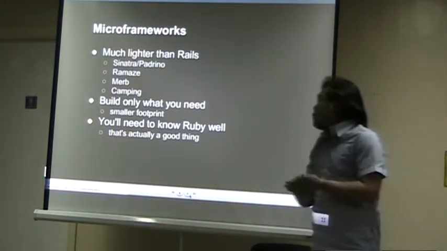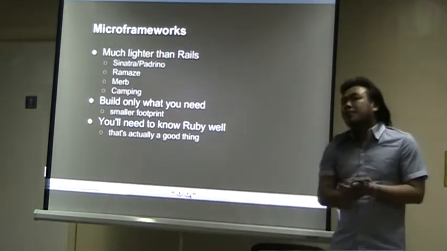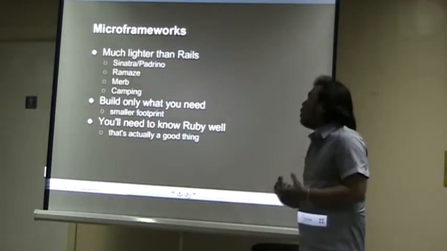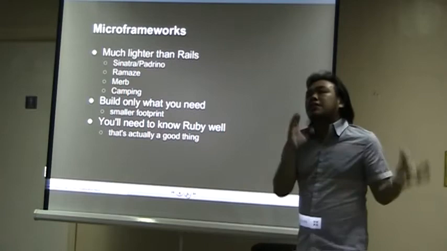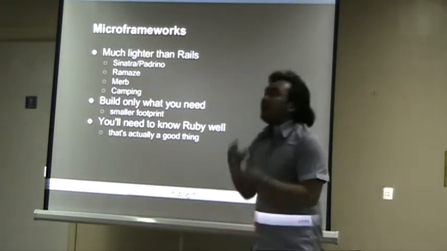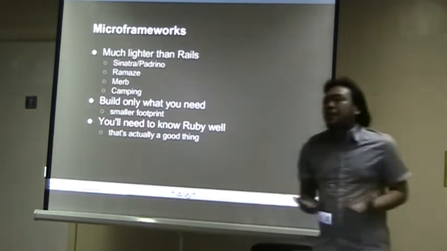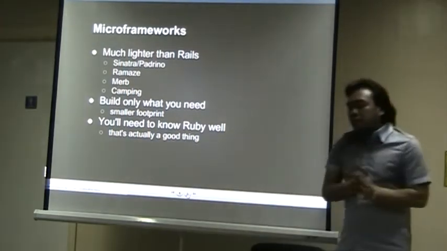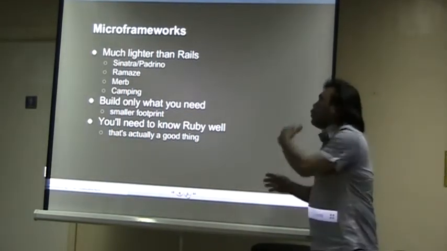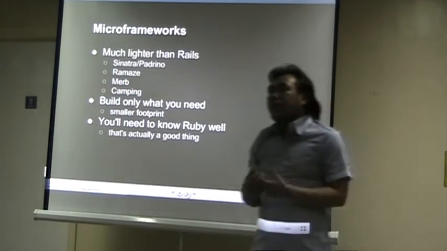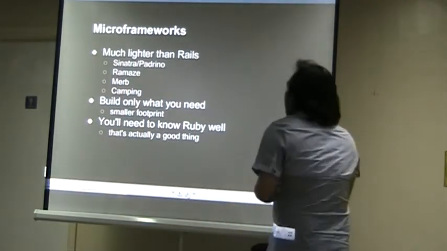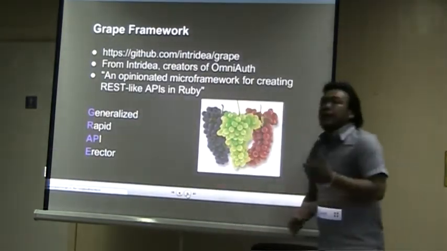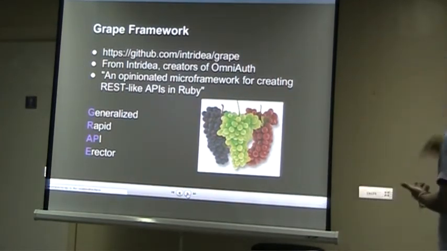For most of these microframeworks, you'll need to know Ruby really well. If you think about it, that's actually a good thing. So if you're learning Ruby now, or if you've been using Rails for a while and haven't really got out of that whole Rails ecosystem, I suggest you try some kind of microframework. Since I am a microframework user, from Rails we tried to look for a microframework that would suit our needs for API development. Next slide. We found this framework by Intridea, a very respectable Ruby Rails company, called Grape.